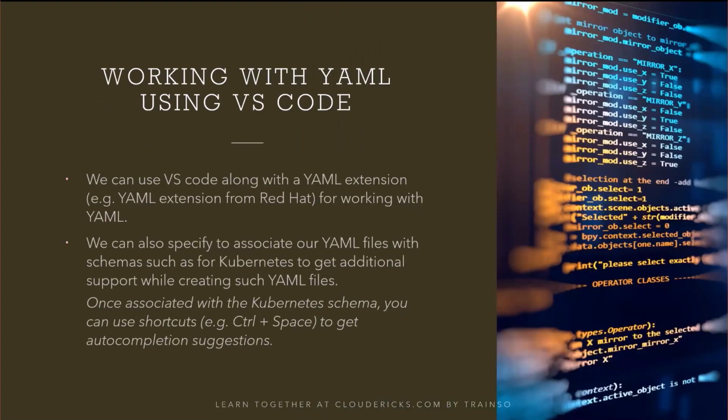Working with YAML using VS Code. We can use VS Code along with the YAML extension, for example the YAML extension from Red Hat, for working with YAML. We can also specify to associate our YAML files with schemas such as Kubernetes to get additional support while creating such YAML files. Once associated with the Kubernetes schema, you can use shortcuts such as Control plus space to get auto completion suggestions. Basically, you start typing and then your IDE will provide options for completing it.